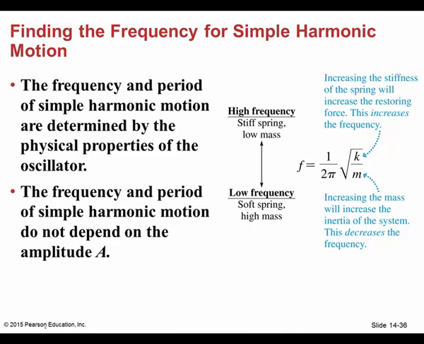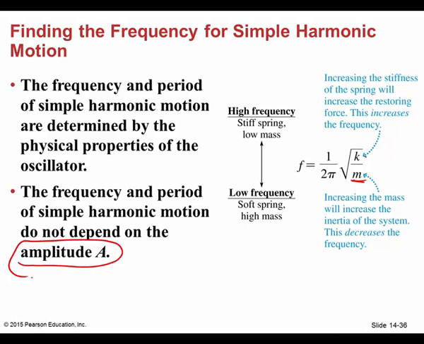The frequency and period of simple harmonic motion are determined by the physical properties of the oscillator. If you have a stiff spring and low mass, you have a high frequency. If you have a soft spring and high mass, you have a very low frequency. Look at your equation: it's inversely proportional to the mass, but directly proportional to the spring constant. So the frequency and period are not dependent on what? They are not dependent on amplitude.